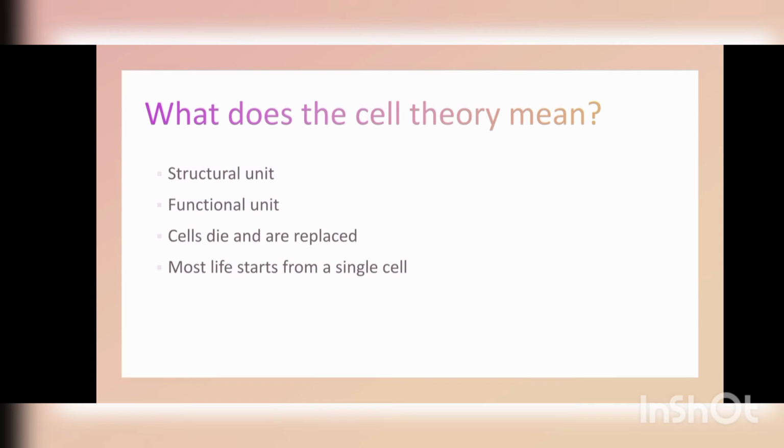Sorry, cells die and are replaced. This is the simple meaning of this line: cells die and are replaced. Okay, how? The body of the frog or of the mango tree is composed of millions and millions of cells. Many of these cells continuously die and are replaced by new ones, which are formed by the division of younger cells. Formation of cells from pre-existing cells is a never-ending chain.